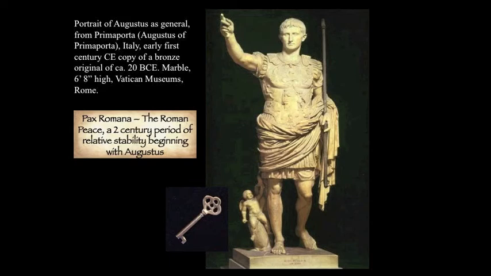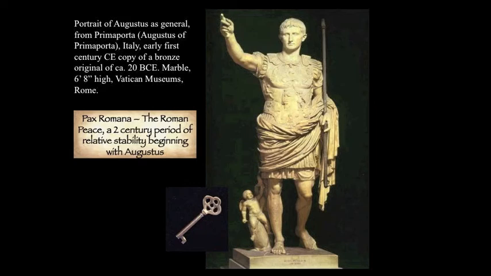And Augustus actually manages, after defeating Mark Antony and Cleopatra, to institute something that we call the Pax Romana, or the Pax Augustus, which means the Roman peace, or the Augustan peace. After he takes control, there's a fairly long period of peace in the Roman world. He had managed to defeat all of his enemies.